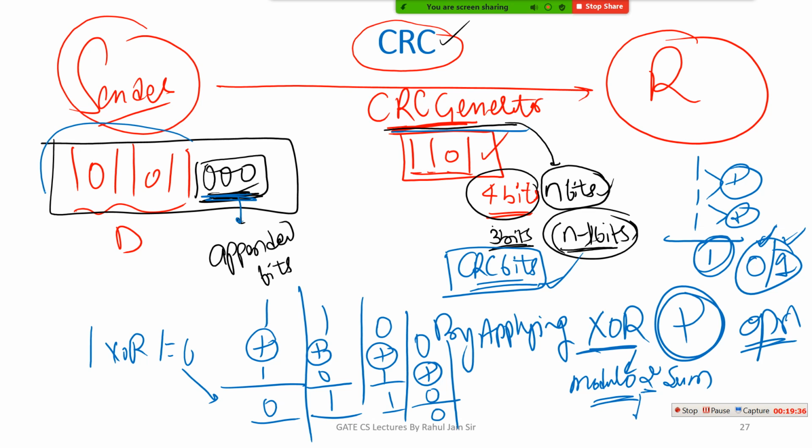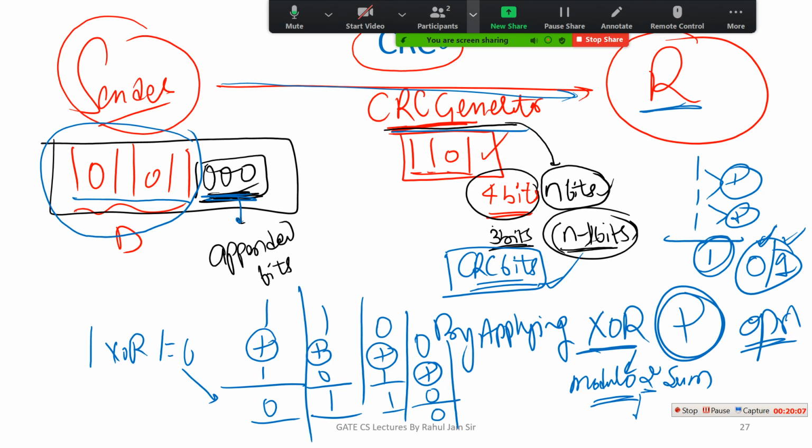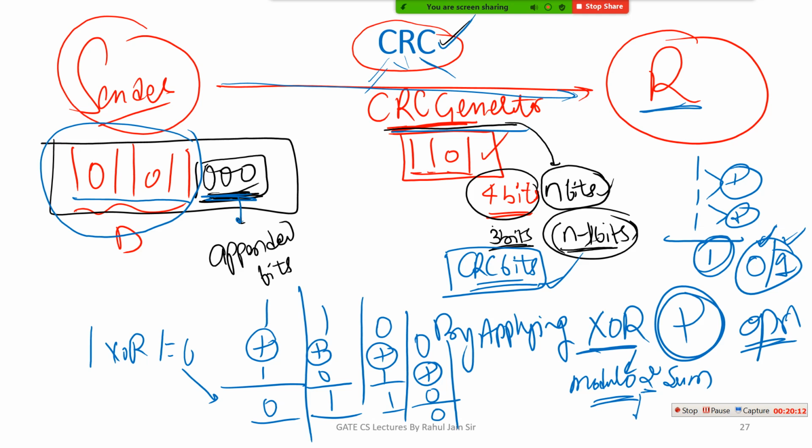My initial data is 1011011. Now I need to send this data to the receiver. But I also need to check whether my data is sent to the receiver's end correctly or not. So in order to check that, I will apply the CRC technique. CRC simply means cyclic redundancy check.